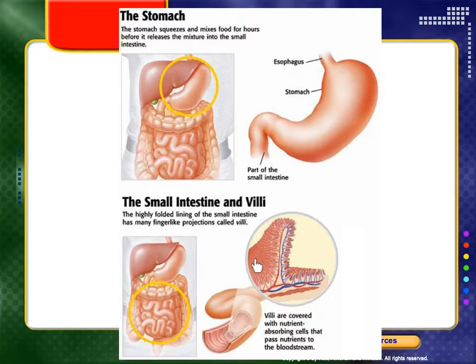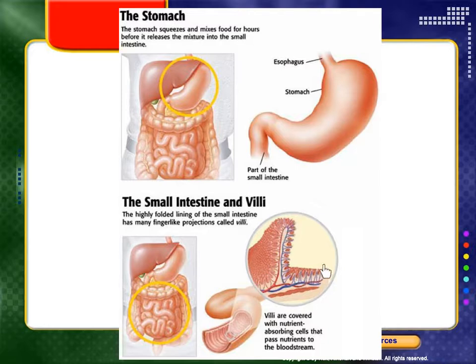And so it can absorb nutrients, and those nutrients pass right through the wall of the small intestine and go right into the blood vessels or the capillaries. And those capillaries then take those nutrients and deliver them to the rest of the body. So the reason it's folded, you would probably think, couldn't it do that not being folded? The reason it's folded is to increase the surface area.